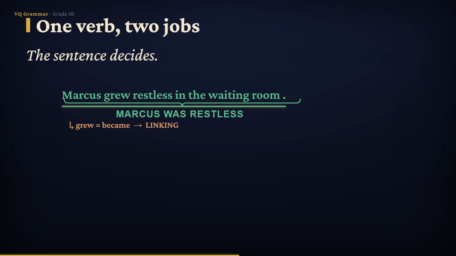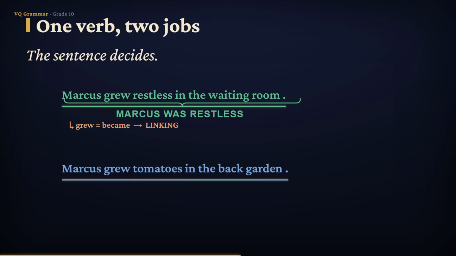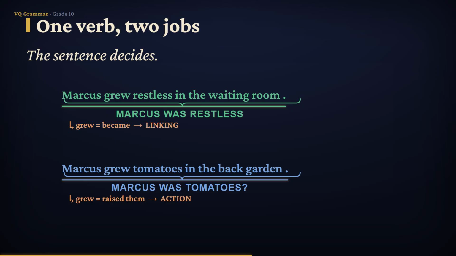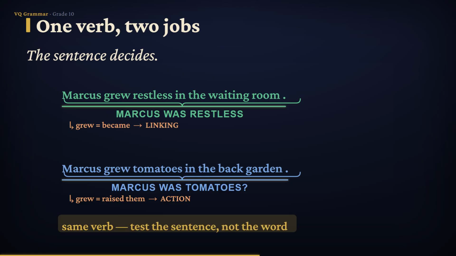But now look at this one. Marcus grew tomatoes in the back garden. Try the swap. Marcus was tomatoes? Certainly not. Here, grew means raised, and Marcus is doing something to those tomatoes. So this grew is an action verb. Same 4 letters, 2 completely different jobs. And the only way to know which one you have is to test the sentence, not the word.